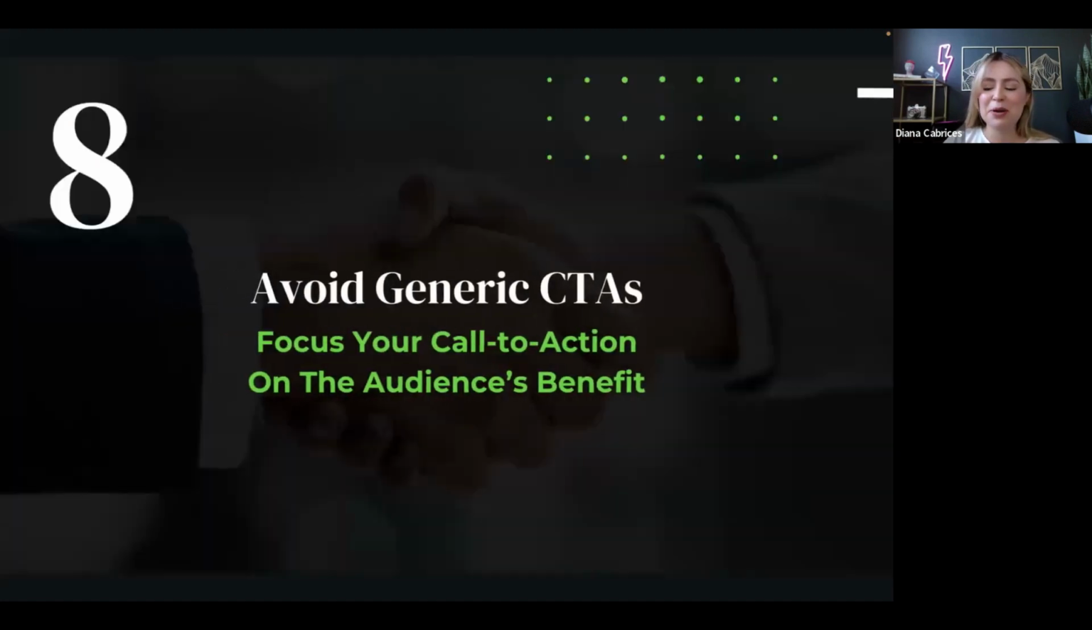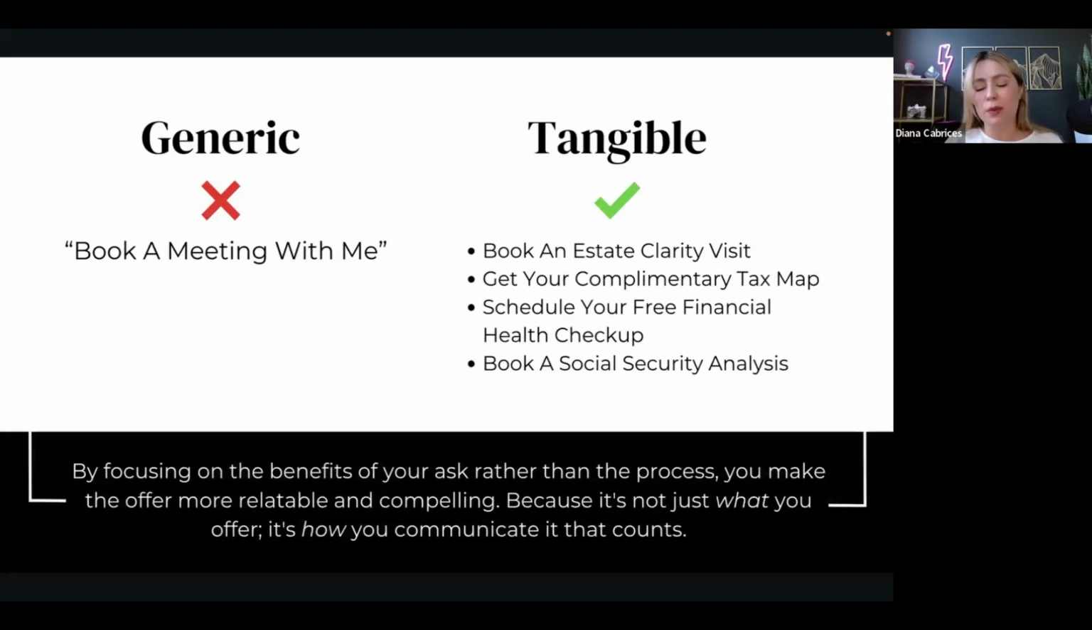All right, tip number 8 is avoid generic calls to action. People came to your event for a reason. They probably do want to have a follow-up meeting with you, but instead of just saying book a meeting with me, which is super generic, it's not tangible, frankly, it focuses just on the process, right? We want to talk about what they're going to get out of that.